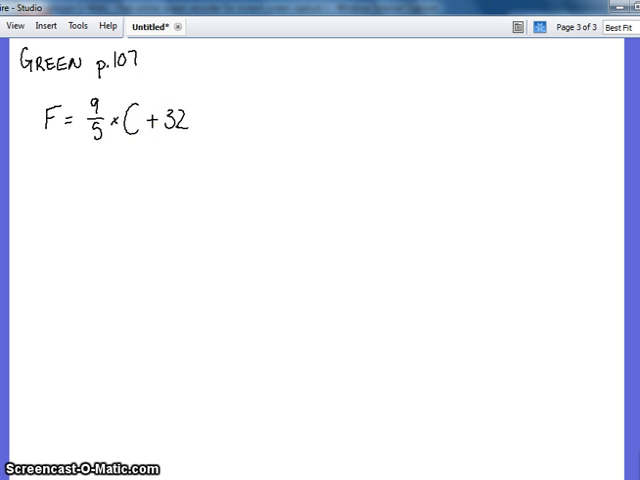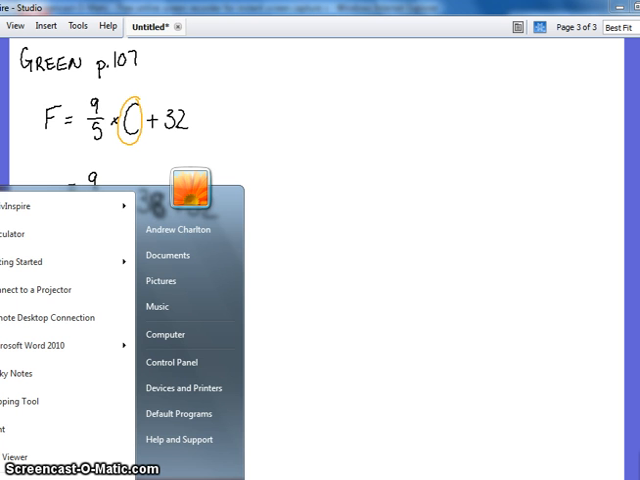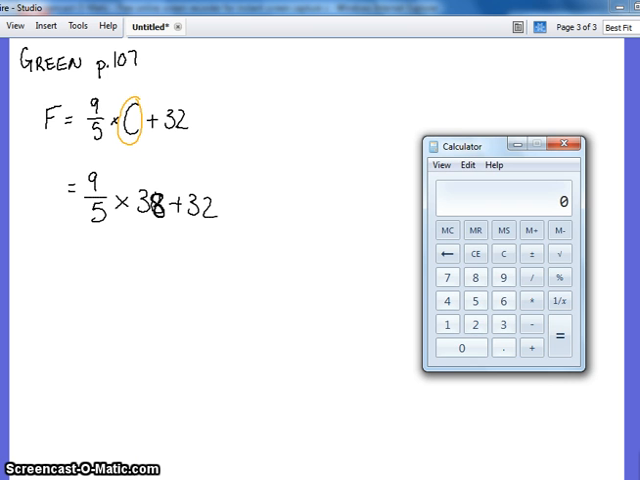This is the only unknown there. And so what you're trying to do is, in the first instance, find what the Fahrenheit is, given that the Celsius is 38 degrees. Okay, so we bring up our calculator.